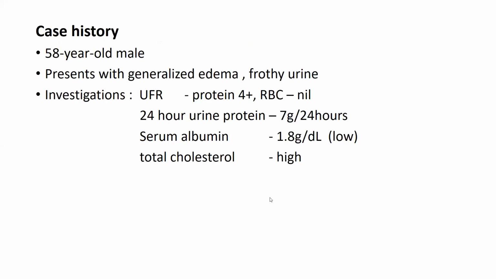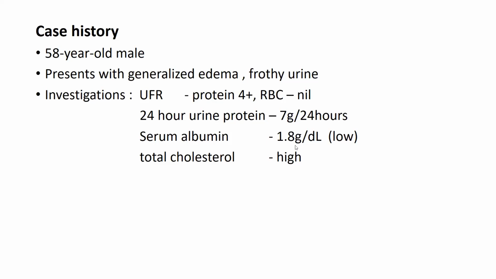This is a typical case history of a patient presenting with a picture of nephrotic syndrome. A 58-year-old male patient will come to you saying, I have generalized edema and frothy urine. The moment a person says edema and frothy urine, you know that this patient has significant proteinuria, which has led to edema and a nephrotic syndrome.